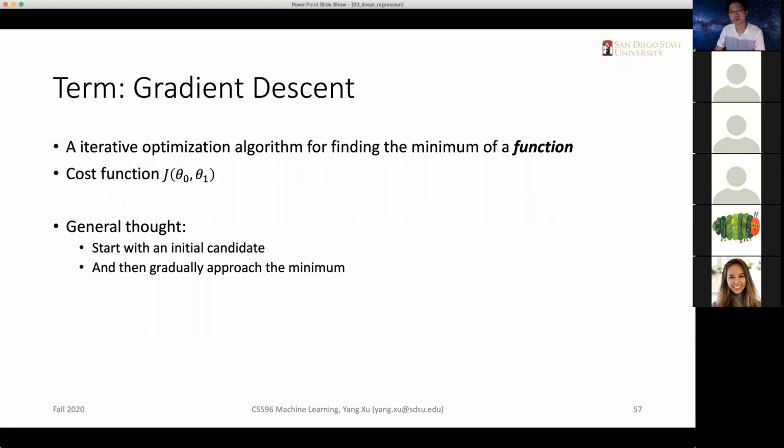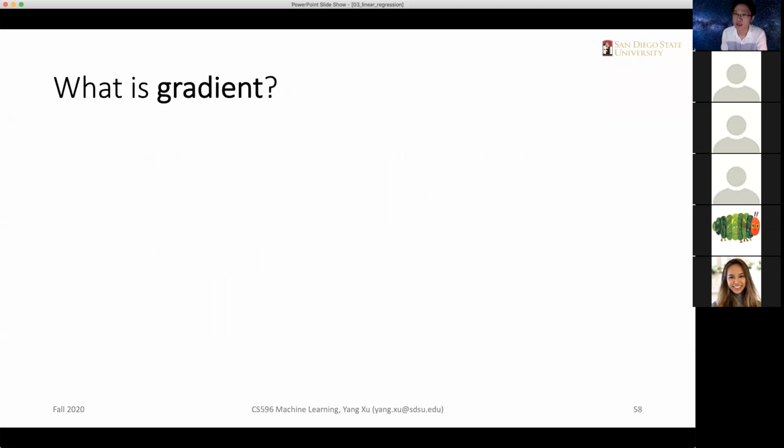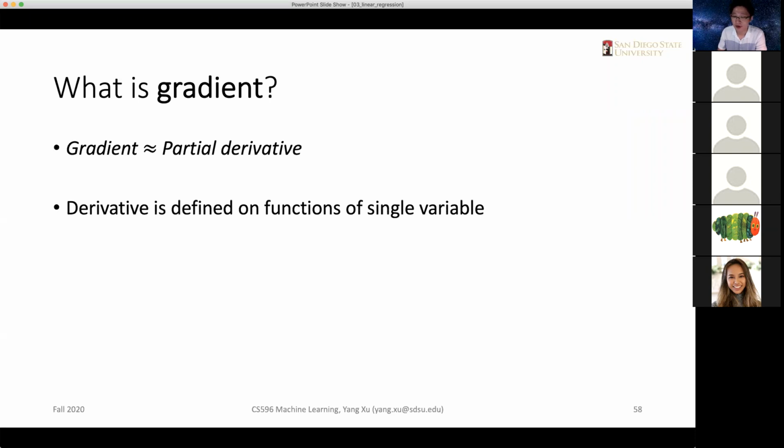Okay, so the starting candidate values can be some random numbers because we have no idea where to start. Okay, so the term gradients may sound like a new word to you, but actually you can think of it as a partial derivative. Okay, so it is defined on functions. Okay, and that function has a single target variable. Okay, so like the function here, y is a function capital F of x, so we can define the derivative of that function with respect to the predictor x here.